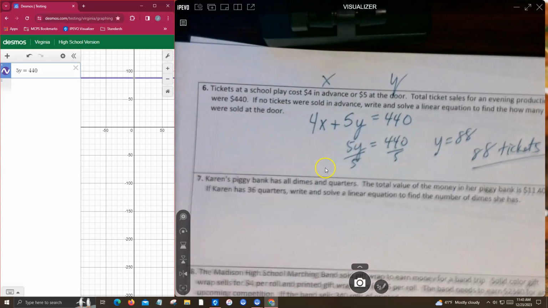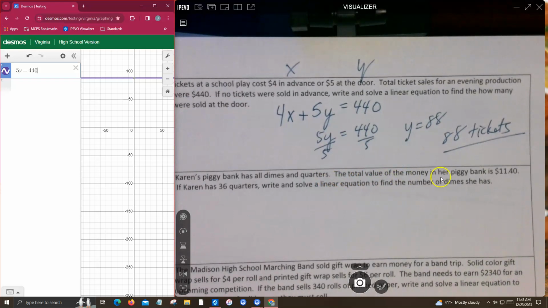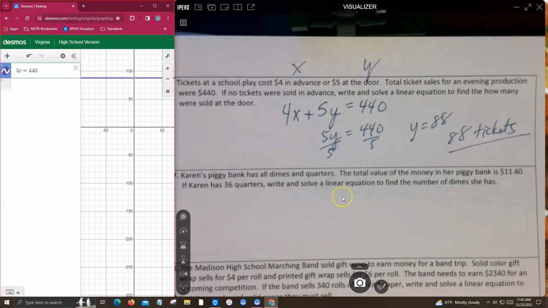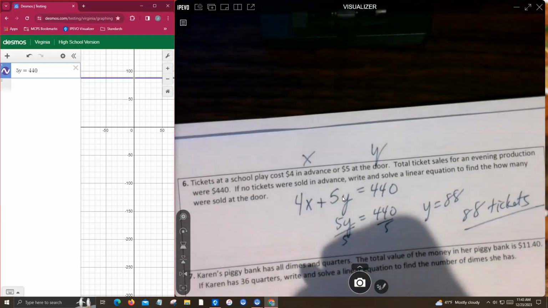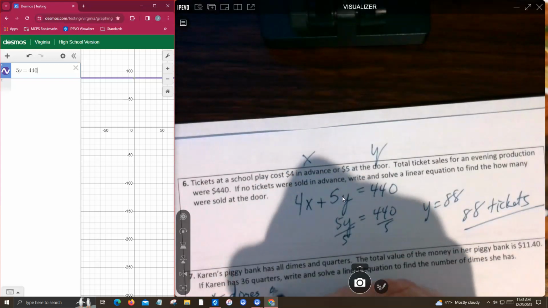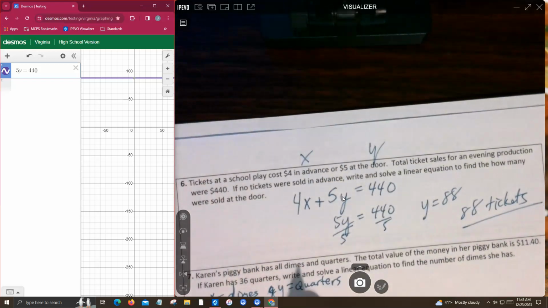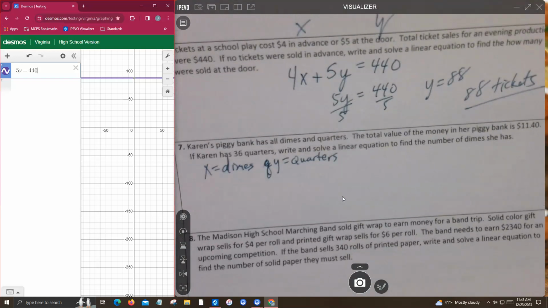Okay? All right, next one. Karen's piggy bank has all dimes and quarters. The total value of the money in her piggy bank is $11.40. She has 36 quarters. Write the equation for the number of dimes. All right, so again, my rates, I have to write this in terms of money. So I'm going to make X my dimes, and I'm going to make Y my quarters. Again, the two things. They didn't give me how much each thing is worth because I'm supposed to know that. I'm supposed to know how much a dime is, how much a quarter is.